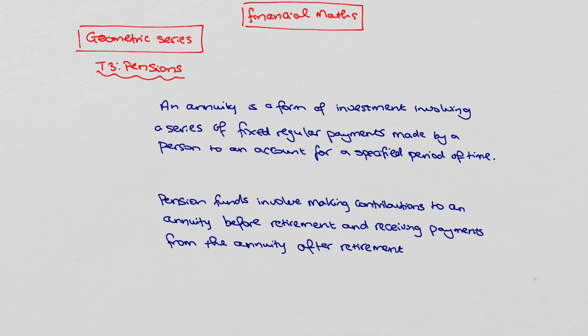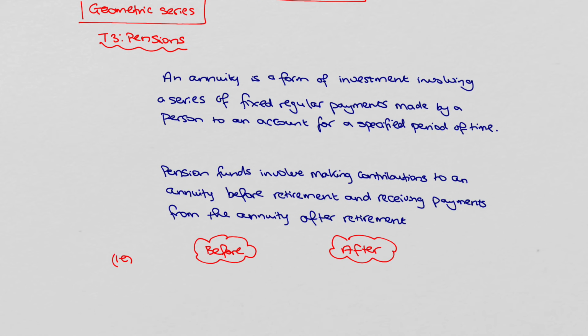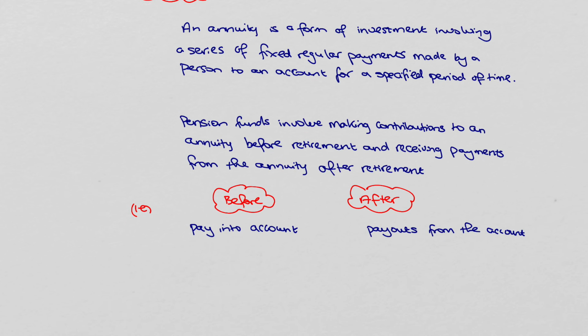A pension fund involves making contributions to an annuity before retirement and receiving payments from the annuity after retirement. So in other words, before you retire, you're paying into an account, and after you retire, you're getting payouts from that account. So it's a bit like savings.